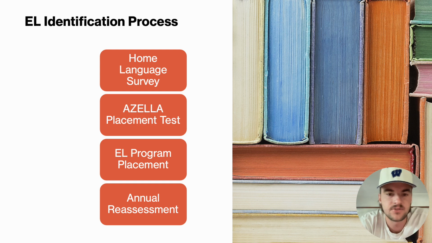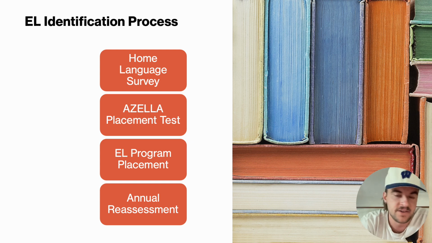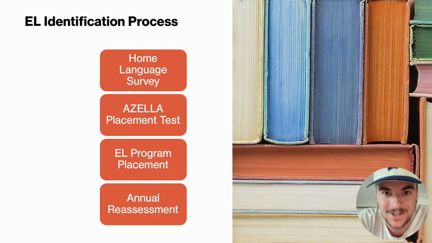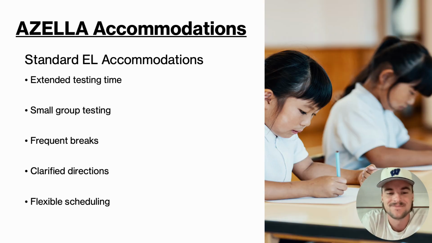Schools identify EL students beginning with the home language survey. AZELLA measures English proficiency in listening, speaking, reading, and writing. I want to clarify that assessment is used both for initial placement and for annual assessment. And then we have the EL program placement as well for identification tools in the process.